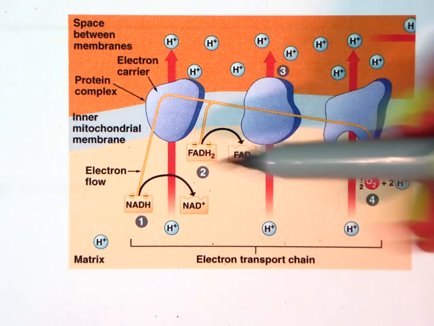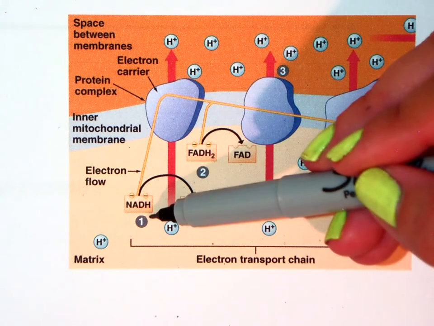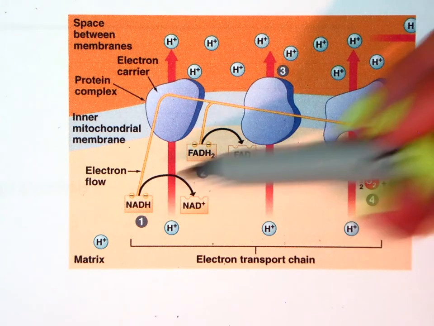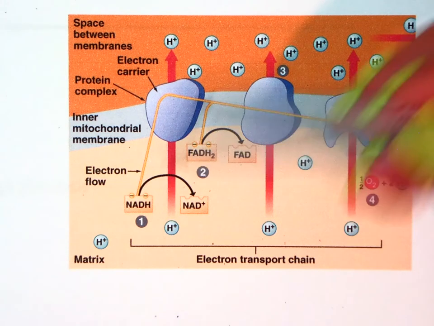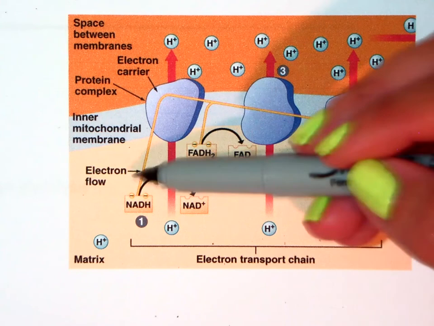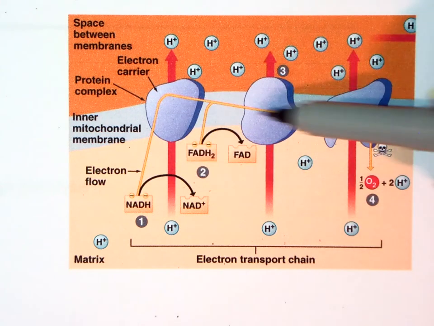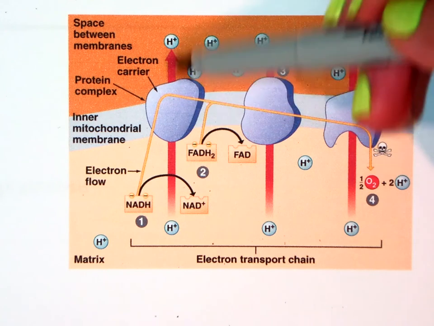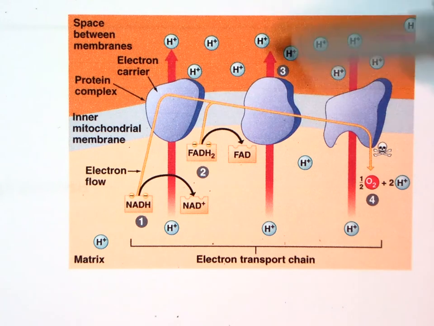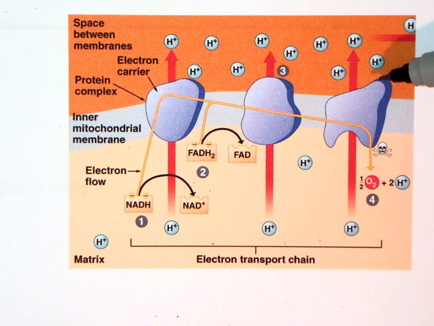Alright, so I'm going to repeat that one more time. We've got NADH and FADH2, and they're coming and dropping off those electrons and hydrogen ions they've been carrying. The electrons are going to move down the electron transport chain, combine with oxygen to make water. And as that happens, this causes the hydrogen ions to be pumped out into that space between the membranes. So what you're left with is a gradient.